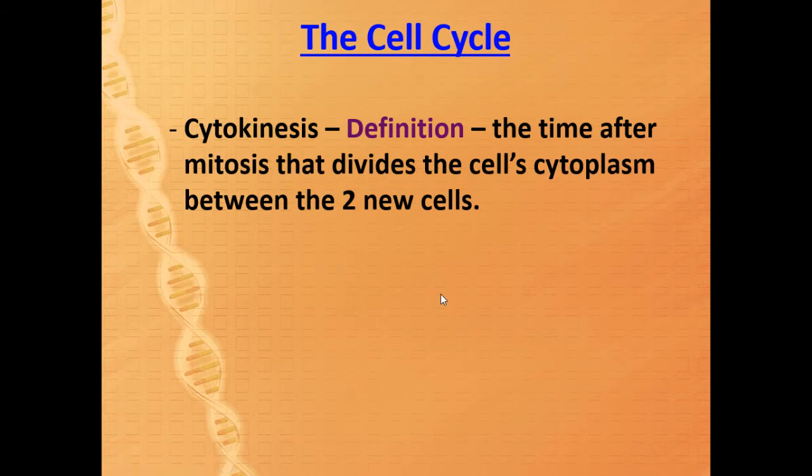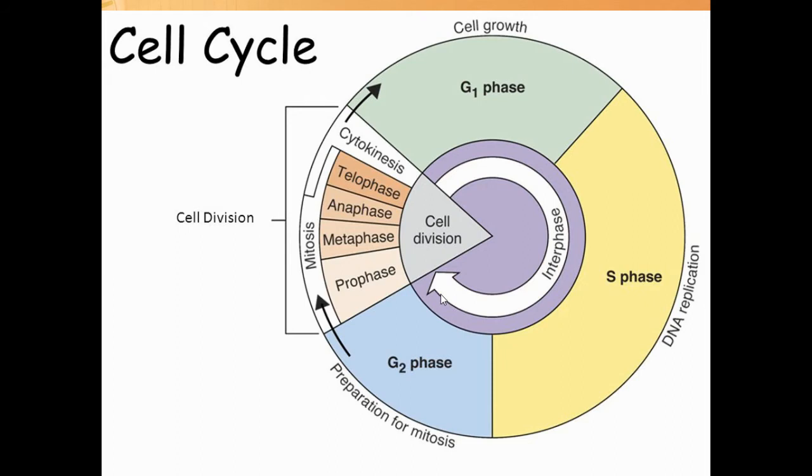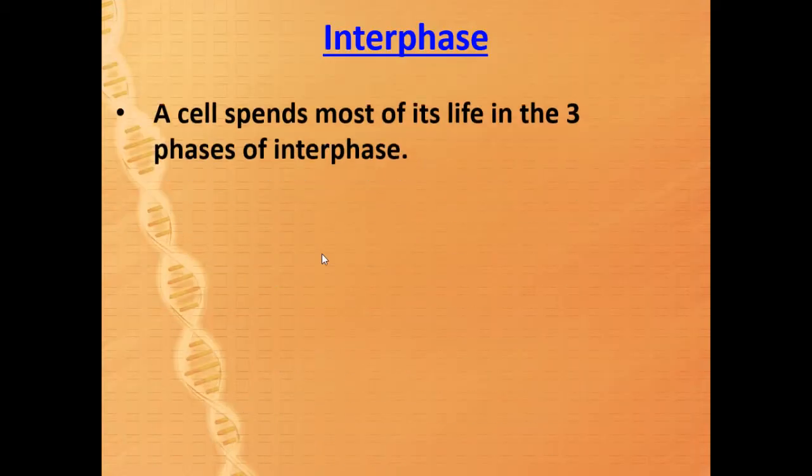Cytokinesis is the time immediately after mitosis, and that's going to divide the cell's cytoplasm into 2 new cells. Now, even though cytokinesis isn't directly a part of the cell cycle or mitosis, we kind of lump it into mitosis. So it's right off here at the end. We just clump it together with mitosis, even though it's not actually a real portion of it. But it is part of the cell dividing, so that's why it's in there.